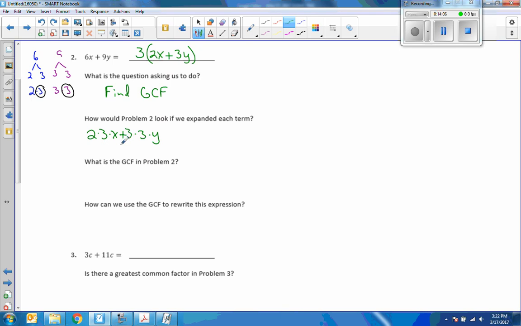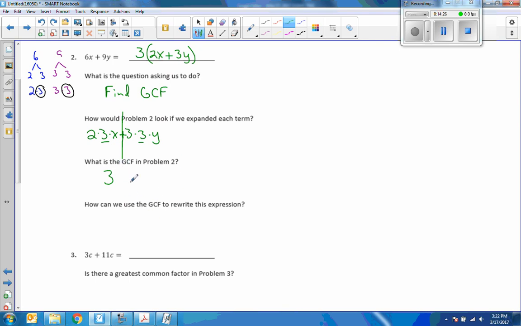Okay. On either side of the plus sign, so if I drew a line down right here, what does this side and this side have in common? 1, 3. So the GCF in problem 2 is 3. So how can we find the GCF to rewrite the problem?